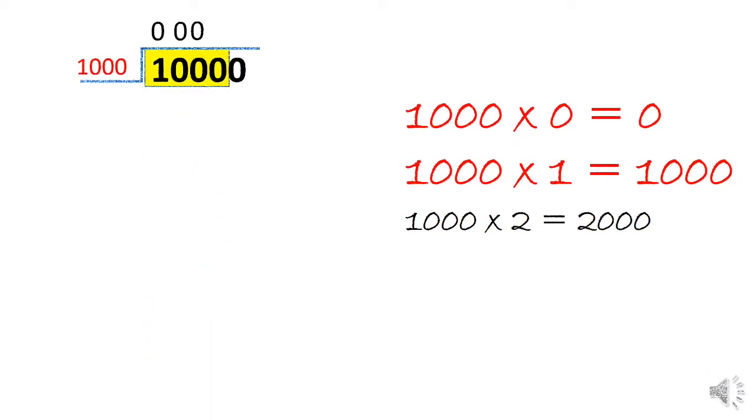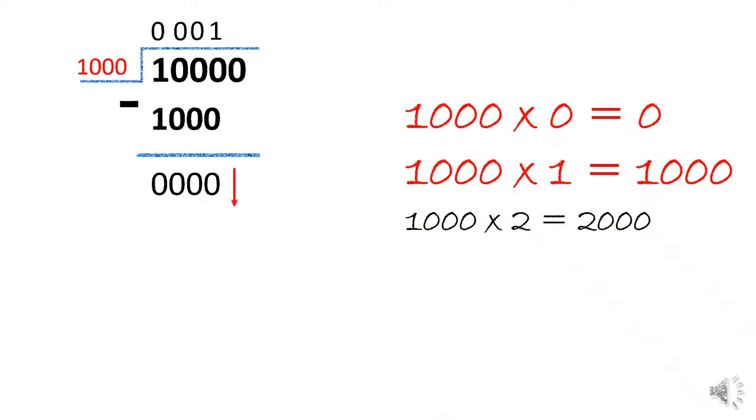Take the 4 digits, it is 1,000. So I can look at the table of 1,000. Whether 1,000 comes in the table? Yes, 1,000 ones are 1,000. So we will write 1 at the top and 1,000 we will write down. The next step is to do subtraction. So 1,000 minus 1,000 is 0. Bring down the 5th digit, that is 0.